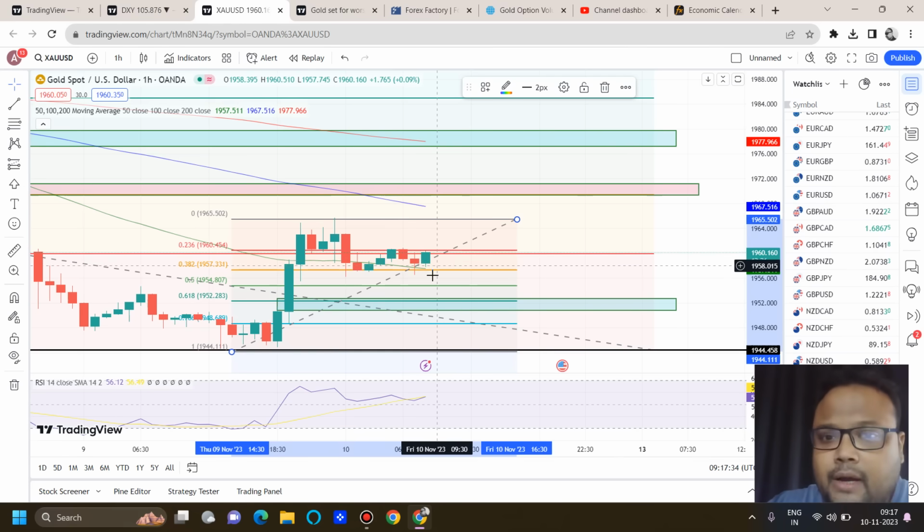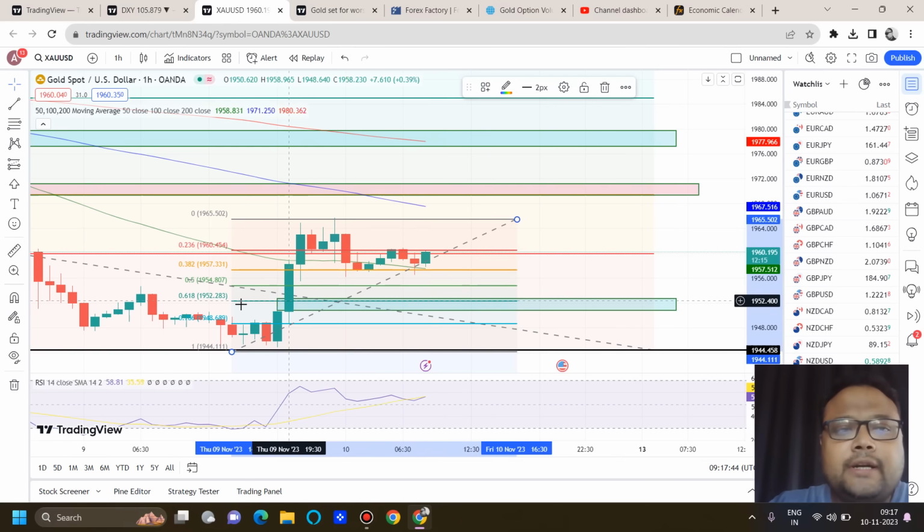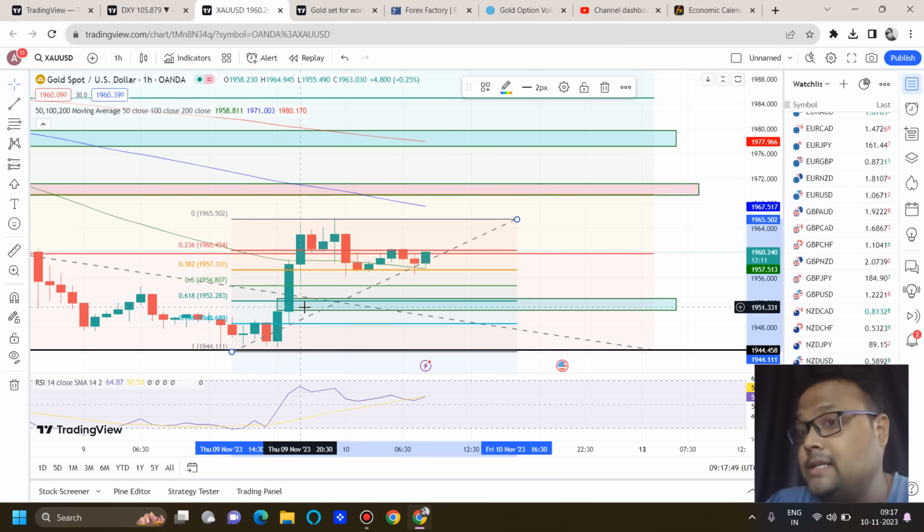Okay, so if the market drops after consolidation, volatility will be high, and if the volatility is high, then obviously the market will break the Fibo 50% retracement level. As a result, I'm considering 1950 to 52, which is the Fibo 61.8% retracement level. Moreover, the level was also acting as support previously, so we can expect the same again.